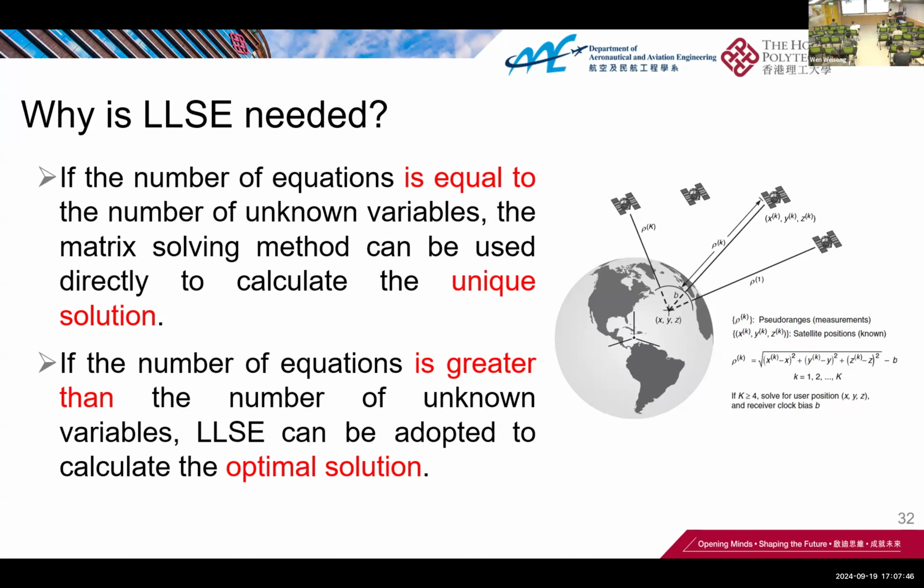So again, the problem is that we have x, y, z, b. How to solve it? We get multiple satellite measurements. To start with the linear least square estimation method, I'm going to give a quick overview of how this algorithm was developed over the past several hundred years.